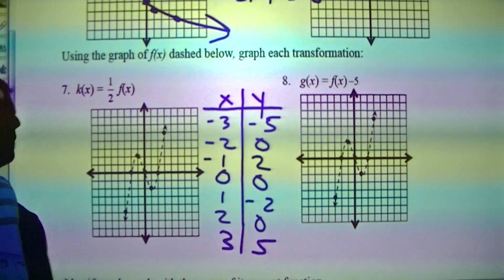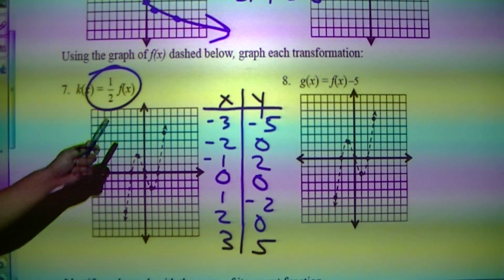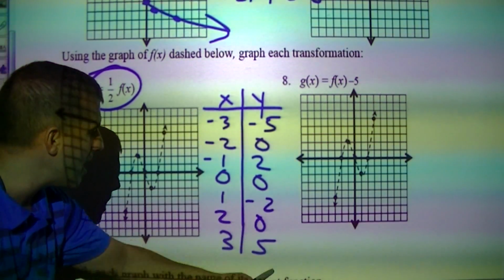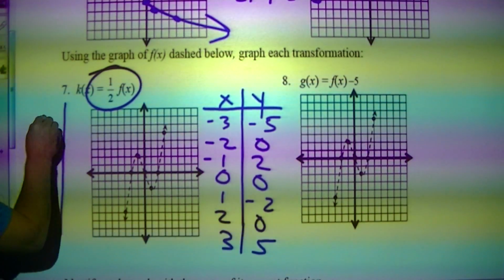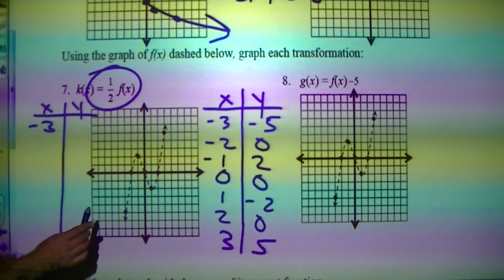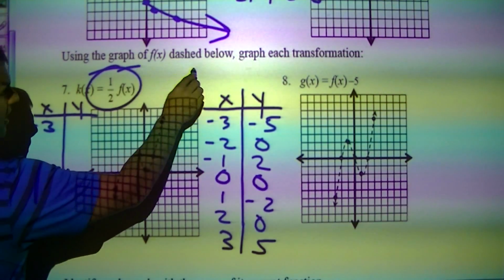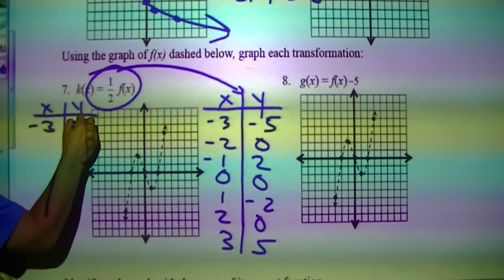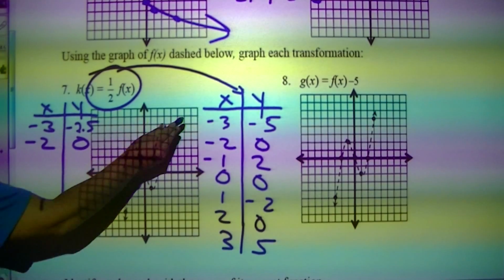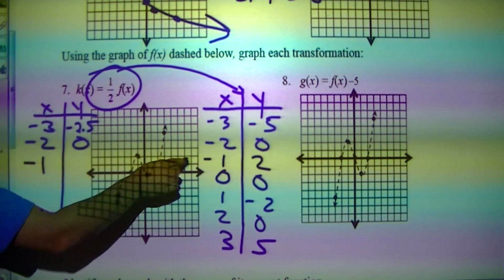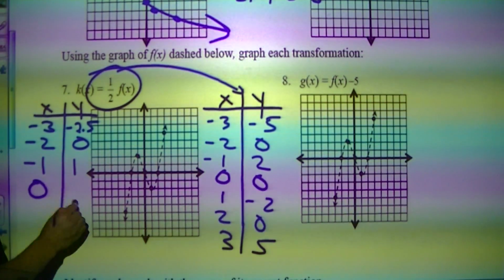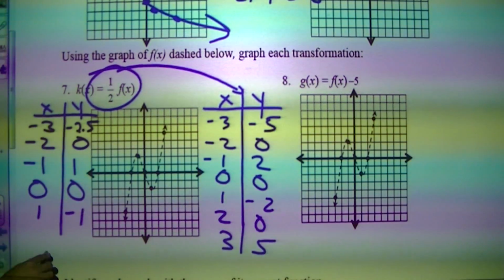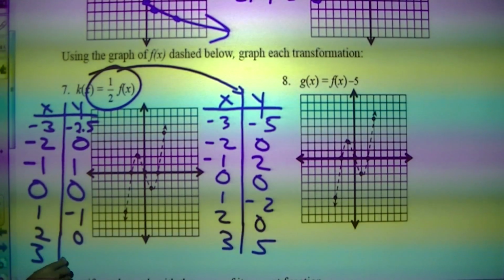Now, for this problem, because that 1/2 is there, all of those y's would get multiplied by 1/2. So x is going to stay the same, nothing's going to happen to that, but if I multiply those y's, that's going to be -2.5. Still going to be 0. -1 times 2 would be 1. 0 times 0 would be 0. 1/2 times that would be -1. 2 and 0, 3 and 2.5.